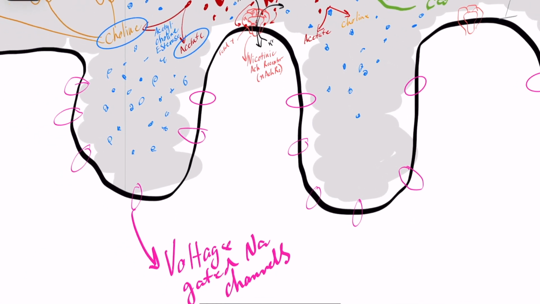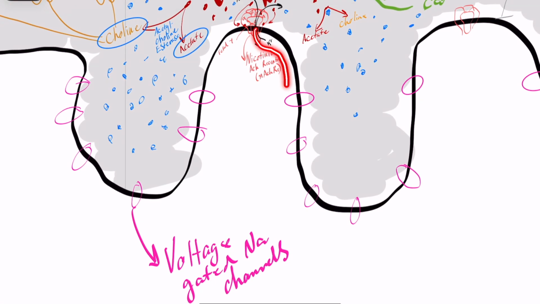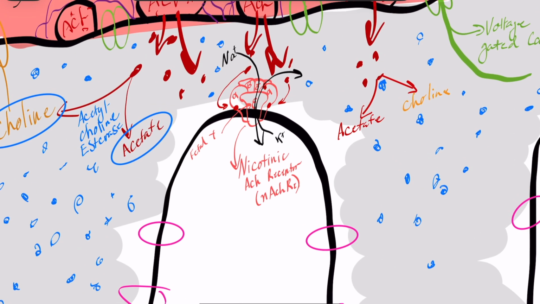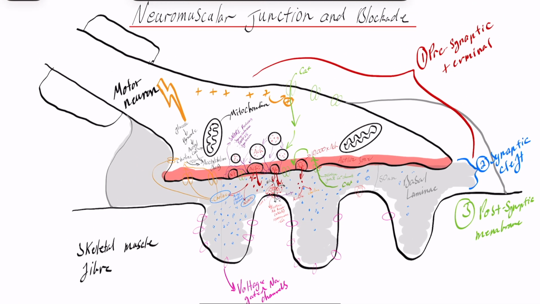Then deeper down into these clefts are the voltage-gated sodium channels, and they're found deeper in the folds, and they amplify the depolarization to generate a muscle action potential, and there's also more acetylcholinesterase that sits down here as well. There's also the cytoskeleton anchors, which are proteins like rapsin, which anchor nicotinic acetylcholine receptors in place, ensuring that they remain densely packed. And there's about 10,000 nicotinic receptors per micrometer squared.